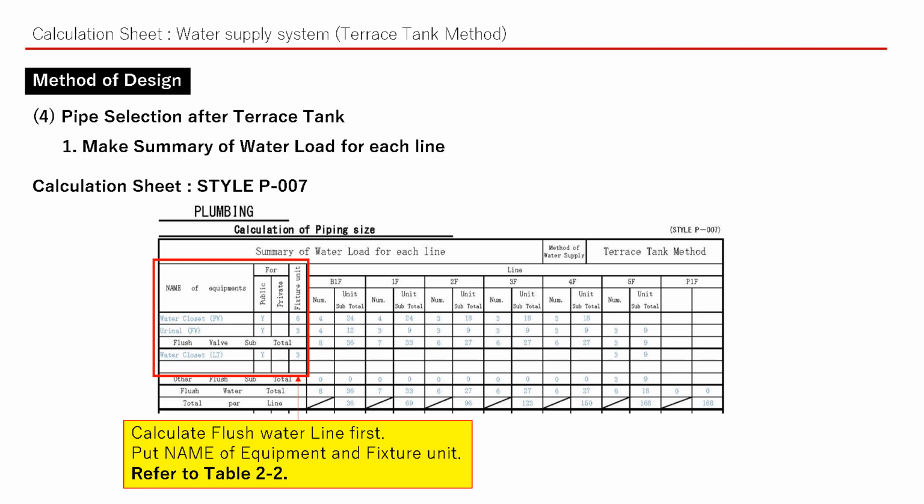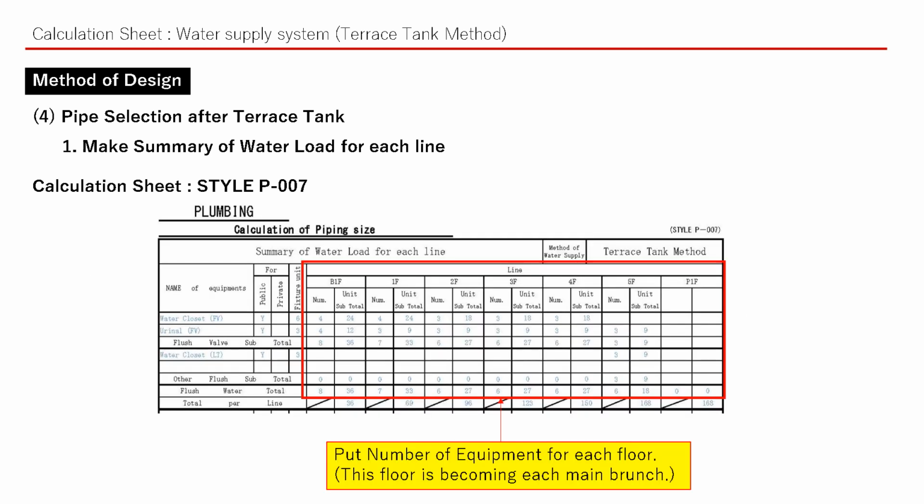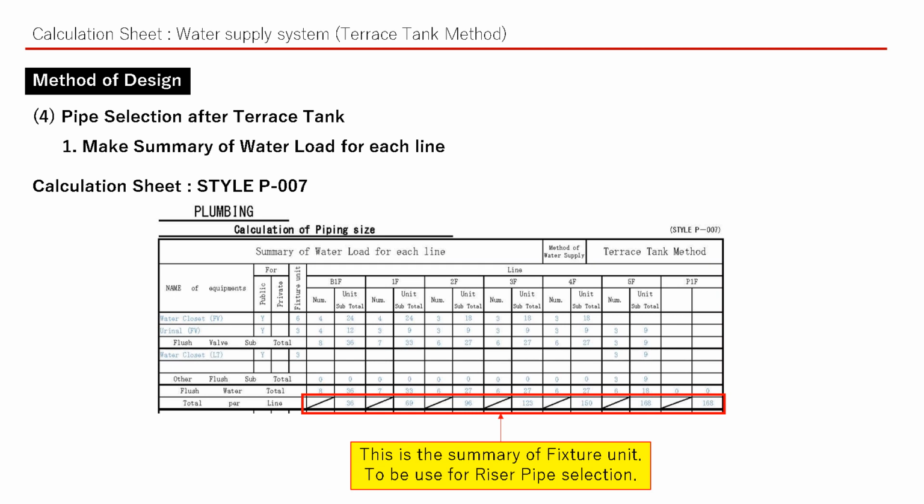We calculate flush water line first. Put name of equipment and fixture unit. We can use fixture unit, refer to table 222. Put number of equipment for each flow. This flow is becoming each main branch. Here is the summary of fixture unit, to be used for riser pipe selection.